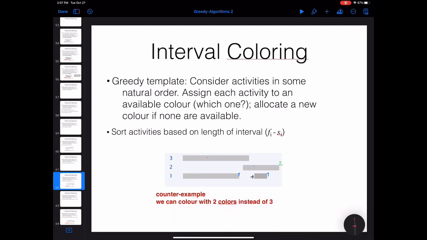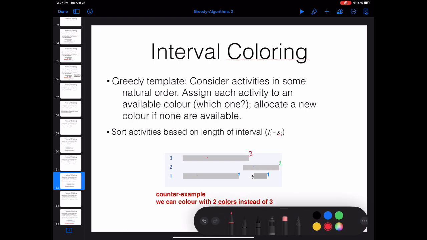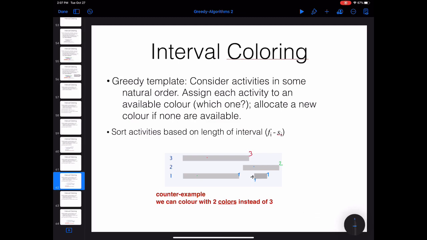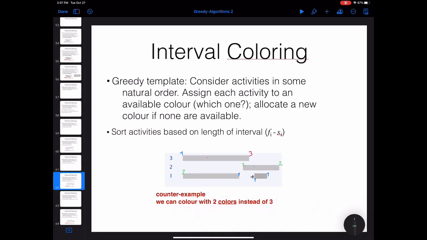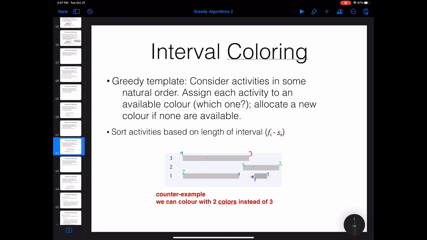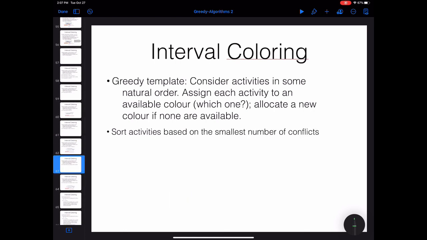As you can see, this one has a conflict with both color 1 and 2. I need another color for this one. Again, this strategy is giving me 3 colors, although I can color them using only 2 colors. And what is the way to color them? Use color 1 for this one and color 1 for this one, and use color 2 for this job and color 2 for this job. So I could color all of them using just 2 colors, but this one gave me 3, so this is not optimal as well.